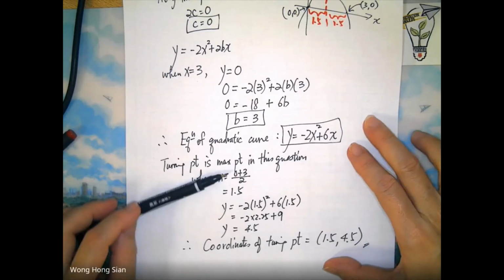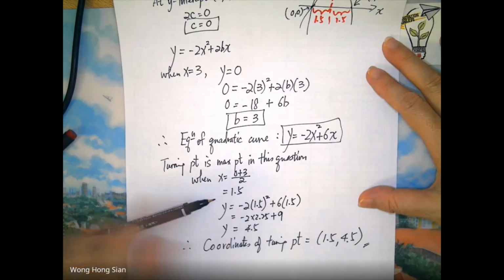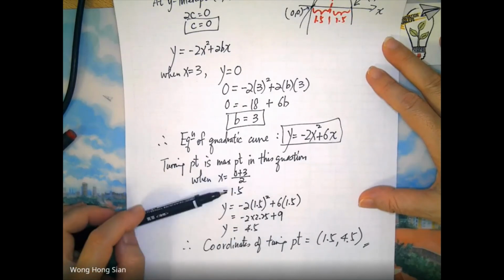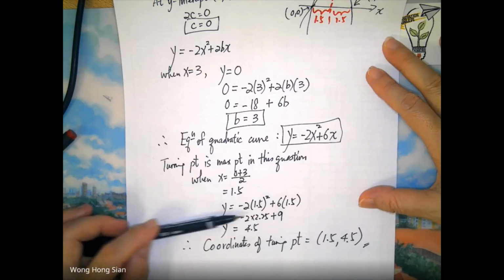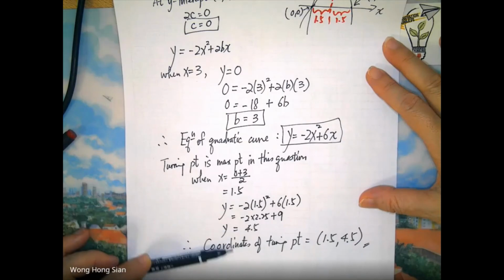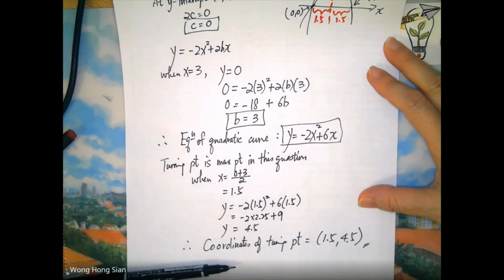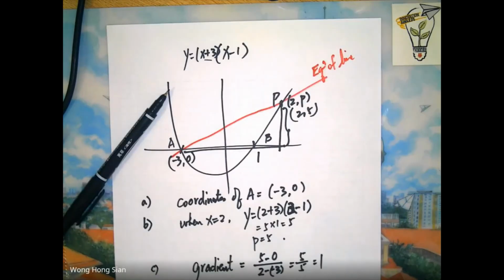How do we get the x value? We take 0 plus 3 divided by 2, so that's 1.5. Then we put 1.5 into our equation and look for the y. So we are able to find the coordinates of the turning point. Clear?